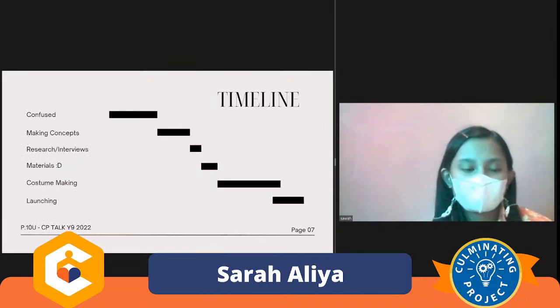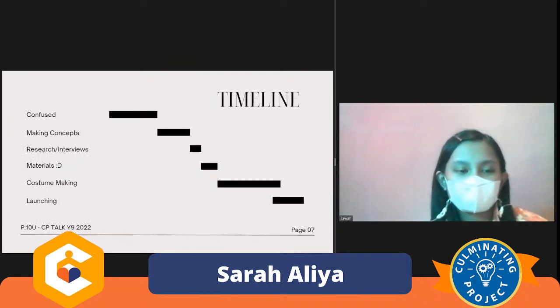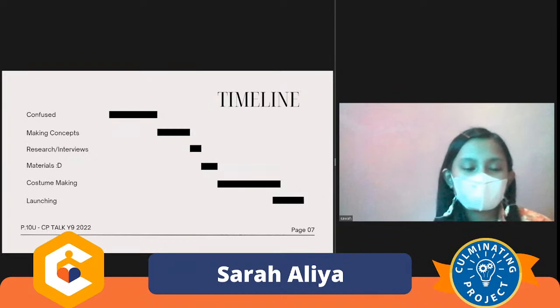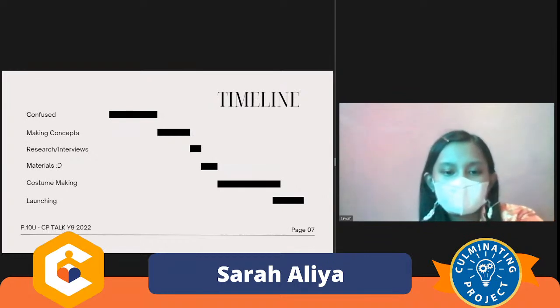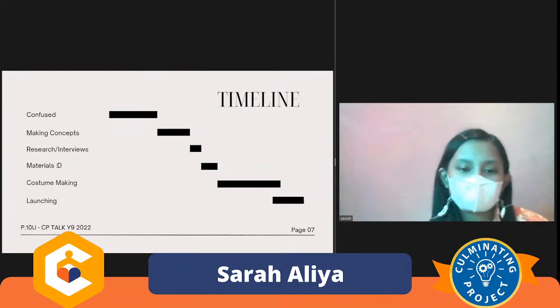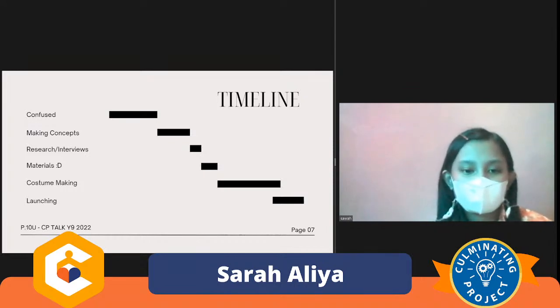This is my project's timeline. For the confused part, it was because I didn't really know where to start. But eventually I got to it and just began with the concepts, which are sketches, drafts, and such. After that, I interviewed some people, and there was costume making, and then object it.